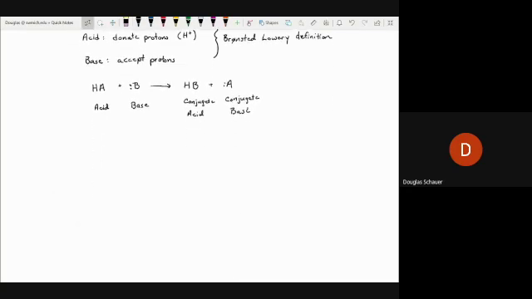Okay, so common acids that you're going to see would be things like HCl.